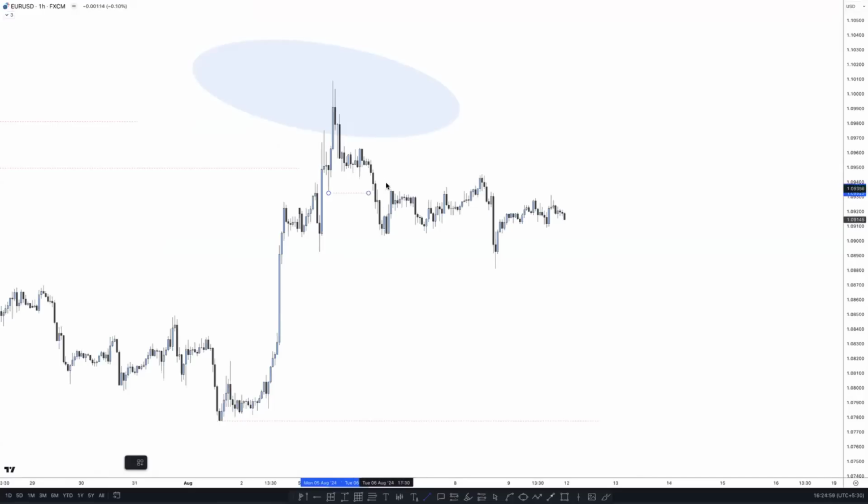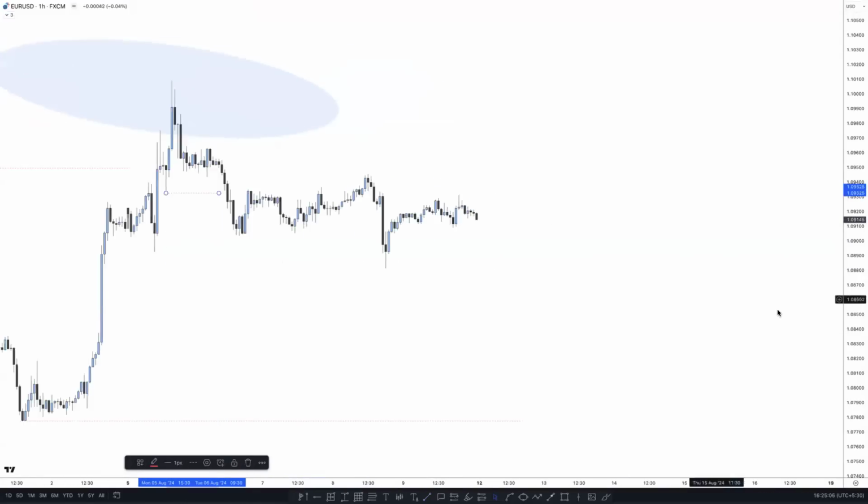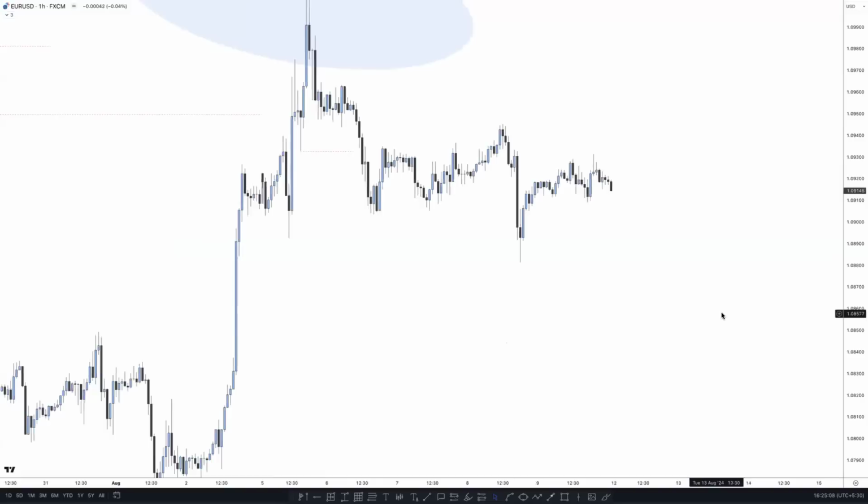So where is our inducement? Technically, this was the inducement right here, because this is the first pullback, and then the market went up. But the market did not create any kind of structure like this one here.